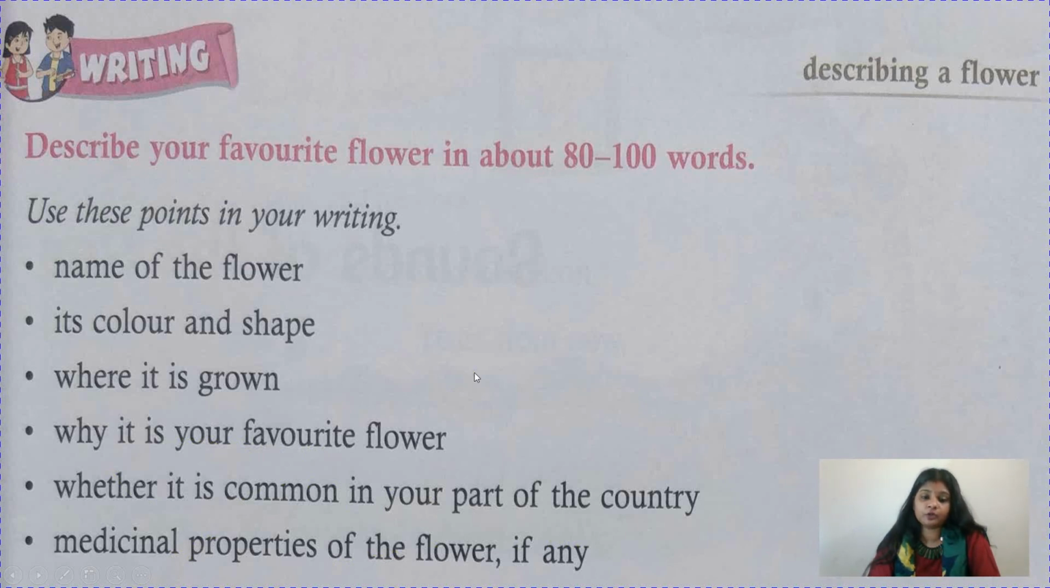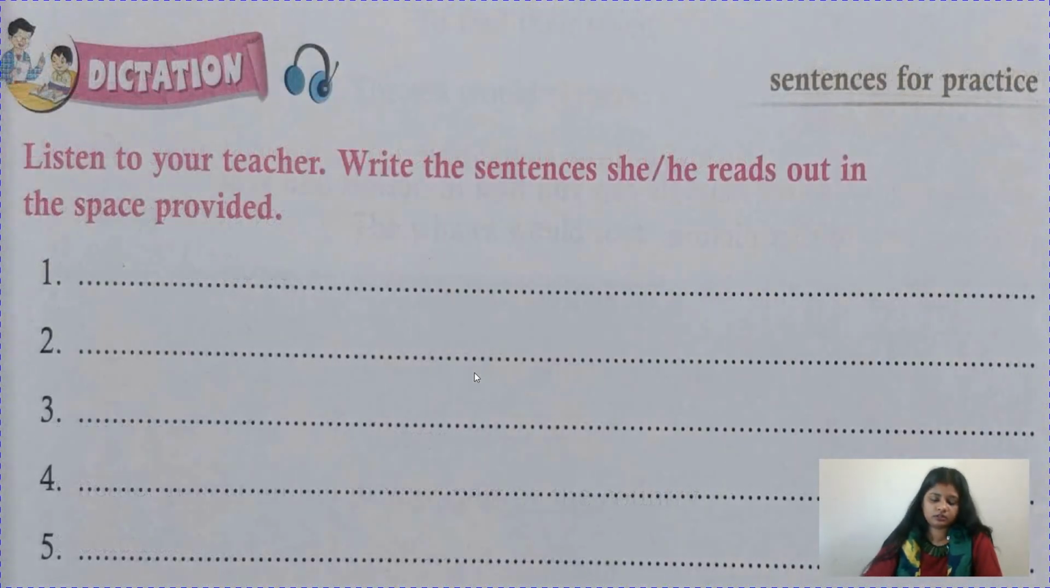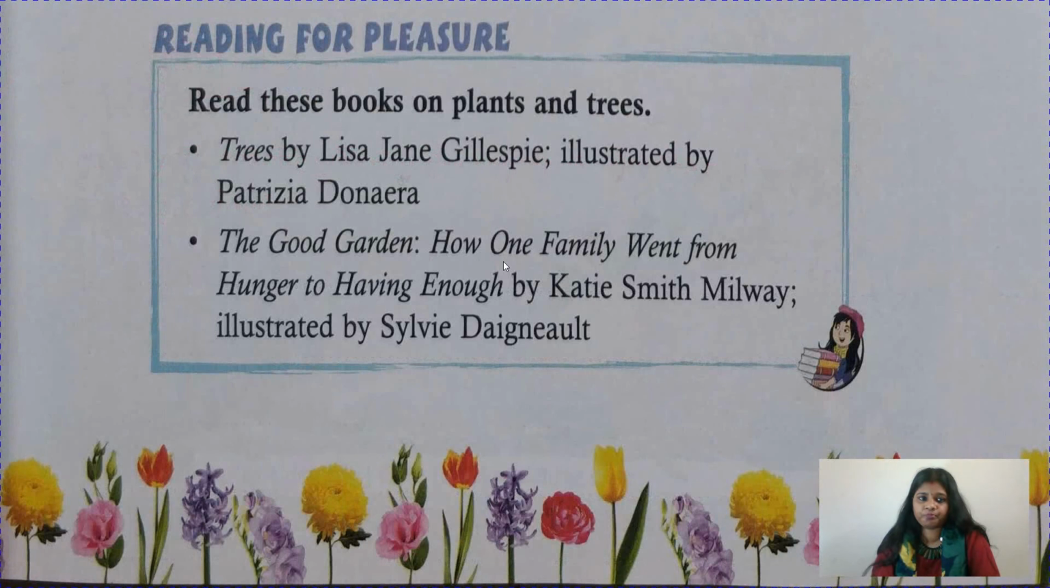You can also write how you take care of the plant, what you do with the flower, or fruit, not fruit, sorry, flower only. So you can add more points on your own, children. These points are just for your help. So you can write in any copy, notebook. See, sentences for practice. See children, we are not going to do this. Okay, let's move.